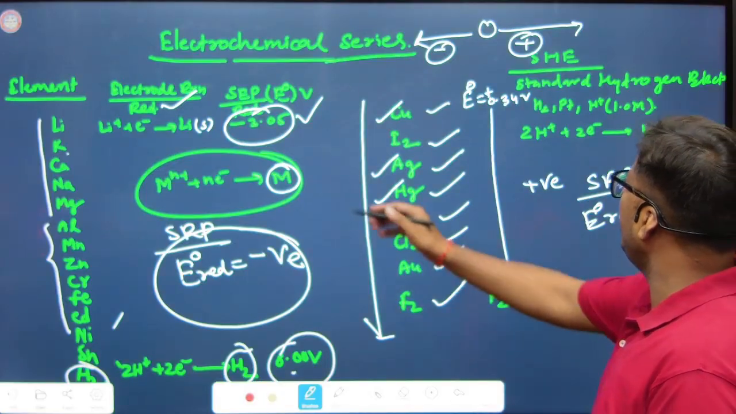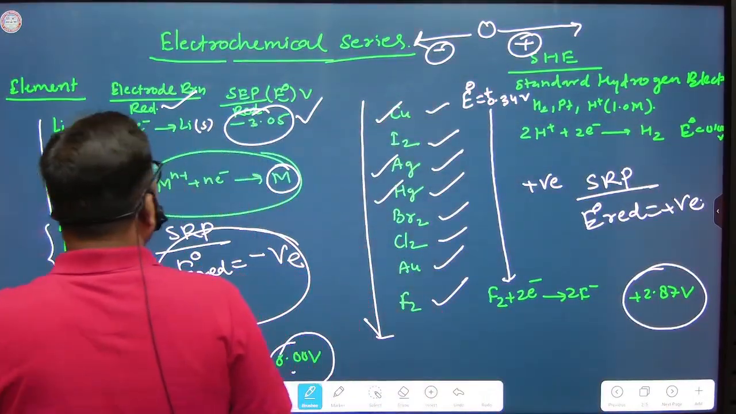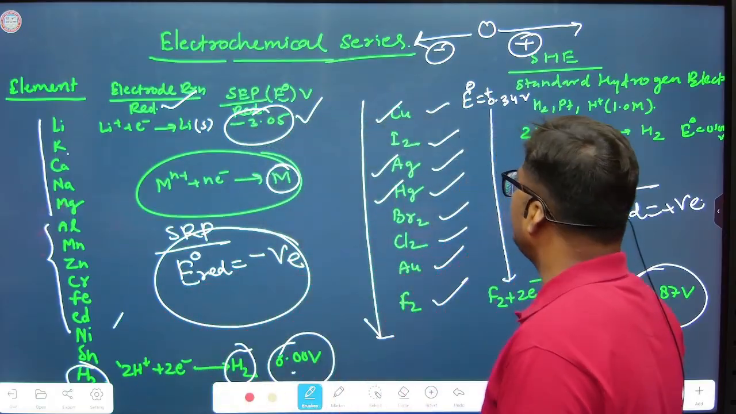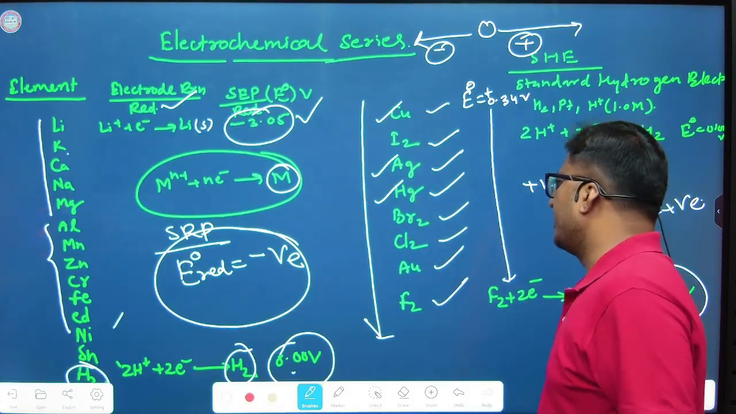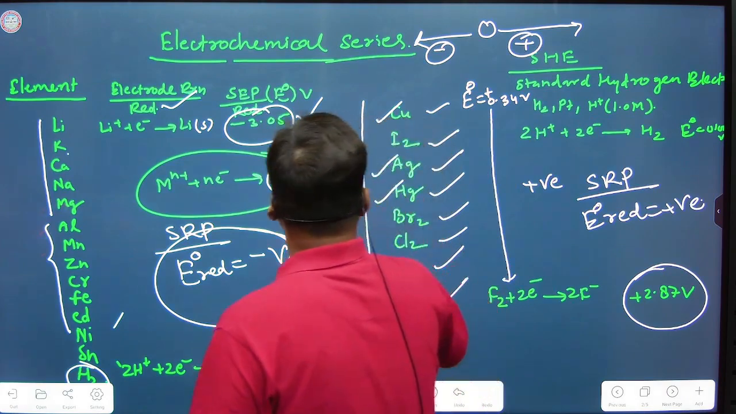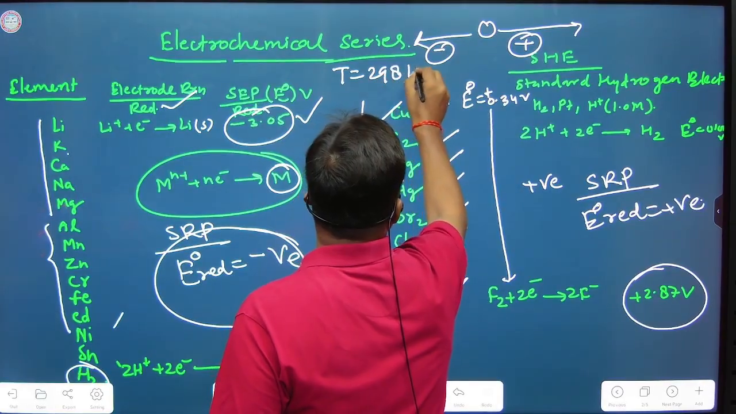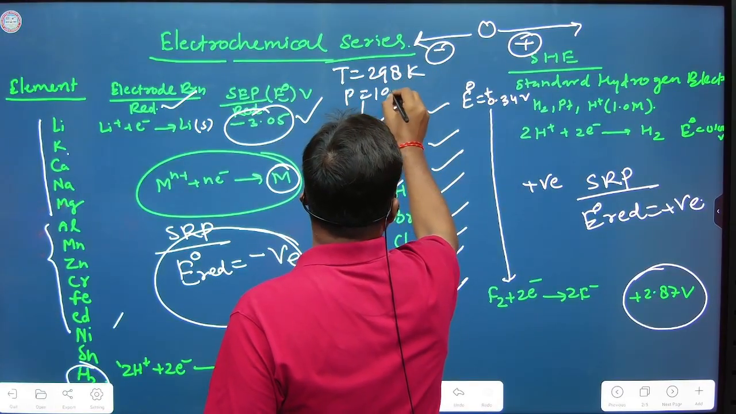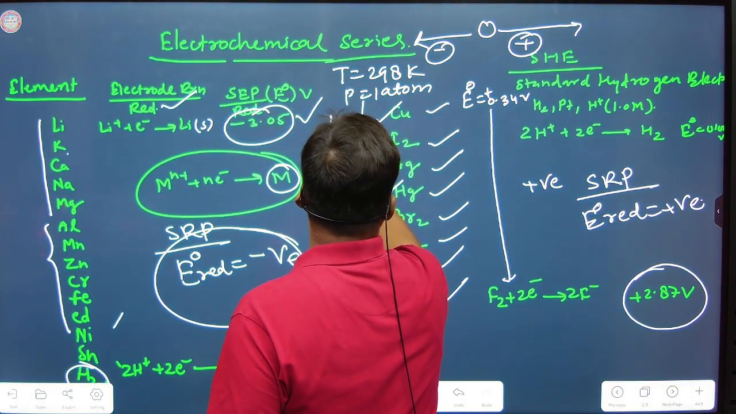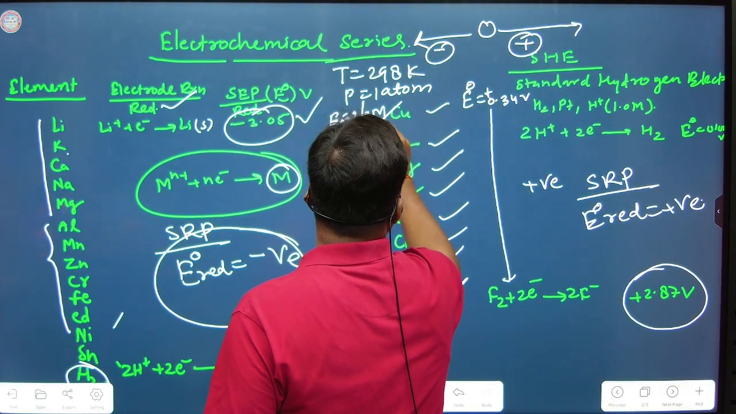Okay, so this is the electrochemical series, and this electrochemical series is based on the reduction reactions at standard state, right? Standard state means temperature 298 Kelvin, pressure 1 atm, and electrolyte solution concentration of 1.0 molar, right?